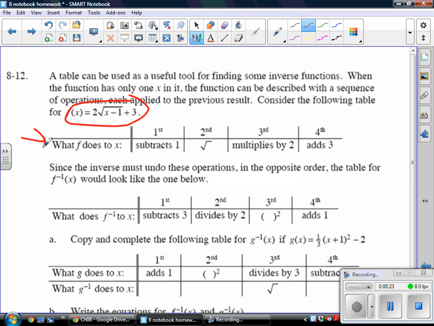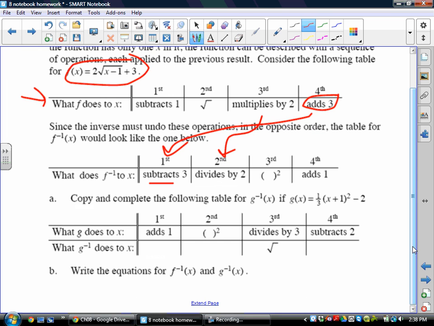First thing in terms of x. First thing it does with x is it subtracts 1. Then it takes the square root of it, and it multiplies that by 2. Then it adds 3 in the end. So for the inverse, what they're doing is just taking this and writing it first, but you do the opposite. So instead of adding, you subtract 3. Then instead of multiplying by 2, you divide by 2. So that's how they're organizing this table.